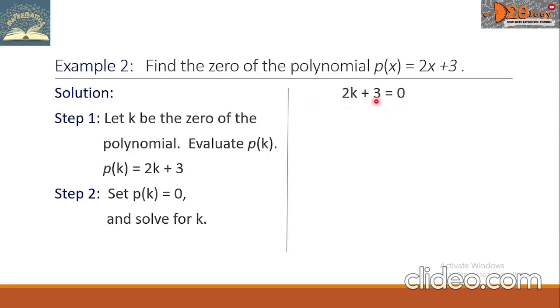This positive 3 we transpose to the right. We have now 2k equals -3. Then isolating k, we divide the left side and the right side by the coefficient of k, which is 2. By doing that, the value of k equals -3 over 2. This is the final answer.